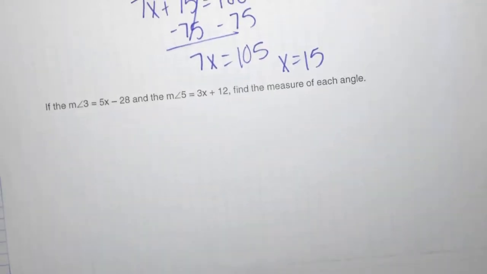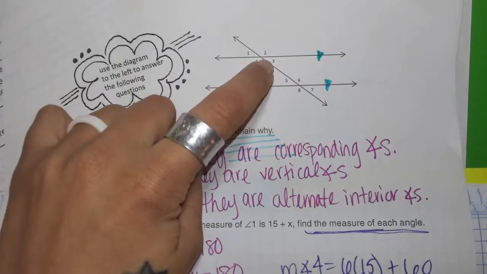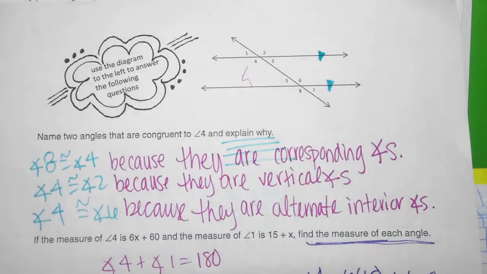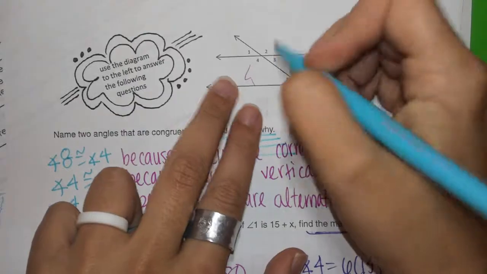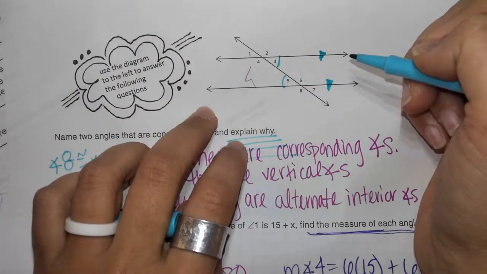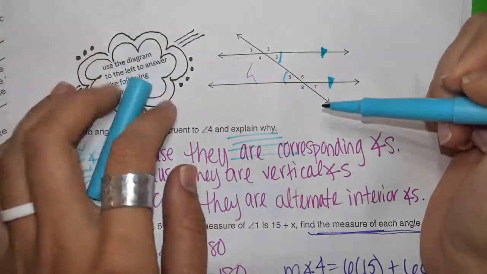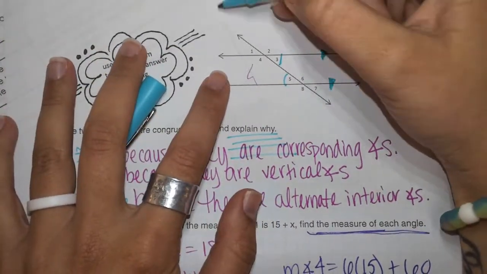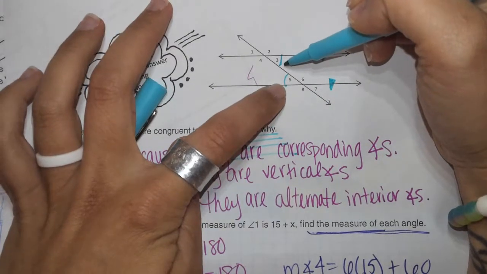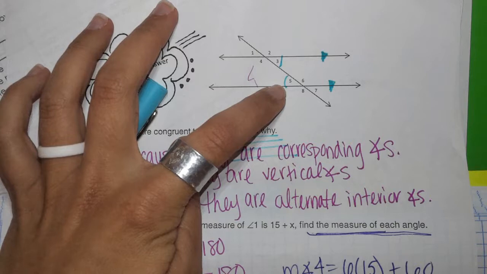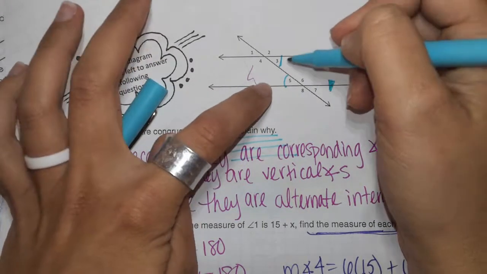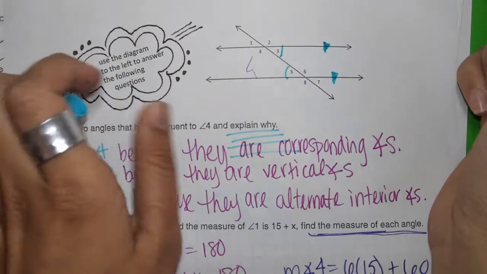You really don't know. Look at 3. Do you see 3 right here? Okay. Do you see 5 right here? Now, do you see that they are on the inside of the parallel lines? They're also on opposite sides of the transversal. So this line right here is our transversal, right? And they're on opposite sides of it, and then they're inside the lines. So alternate interior angles.